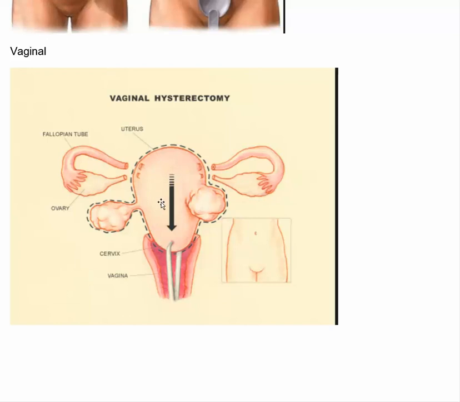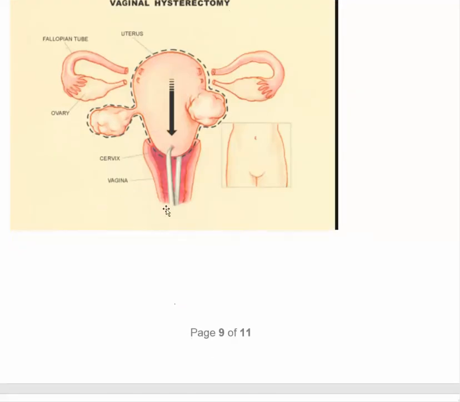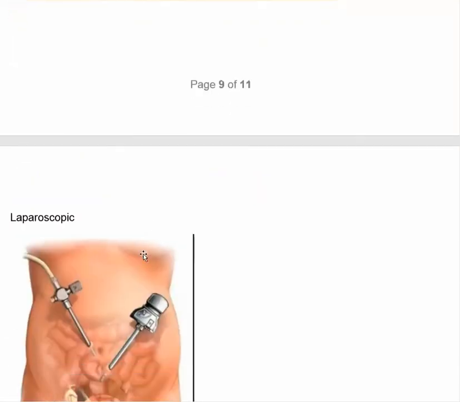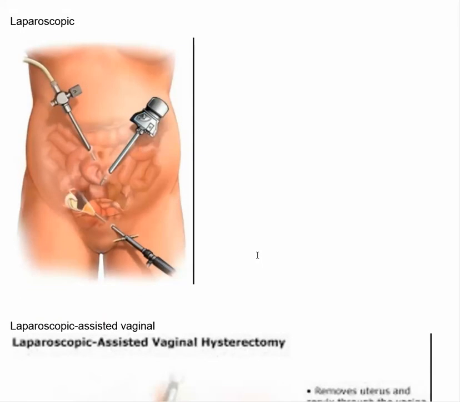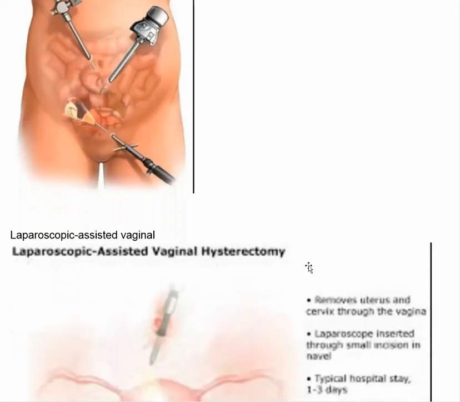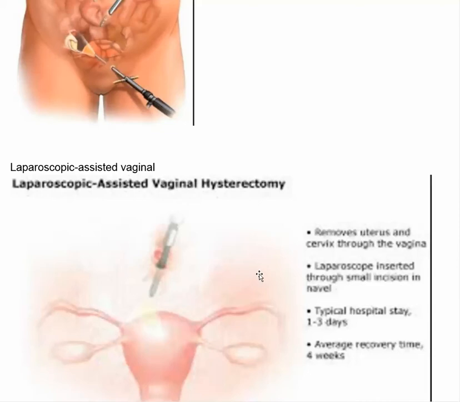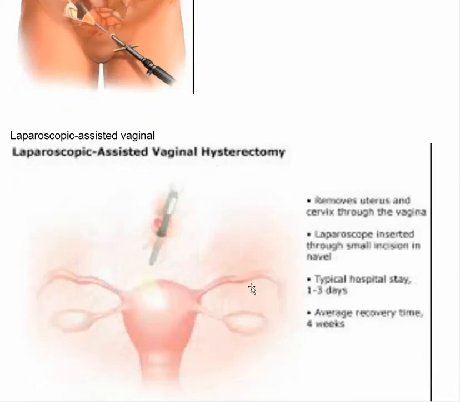Sometimes they do this for the subtotal. So they're just taking out the uterus and the cervix. They're not touching the fallopian tubes or the ovaries. They can do it vaginally. What you see more often is laparoscopically, or the laparoscopically assisted vaginal hysterectomy, and they also remove the fallopian tubes and the ovaries.